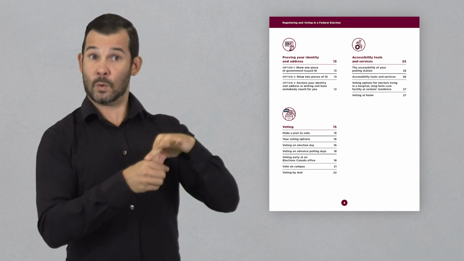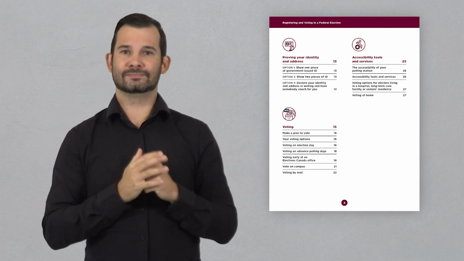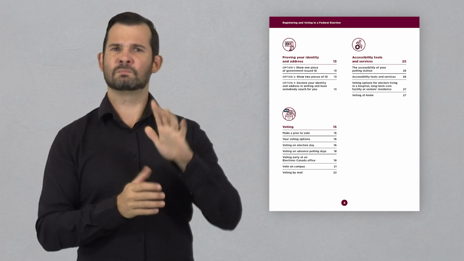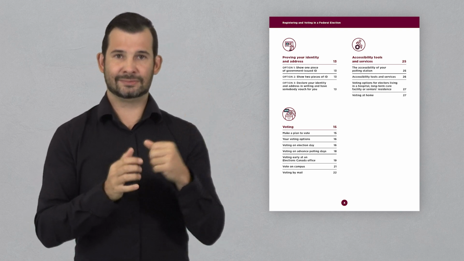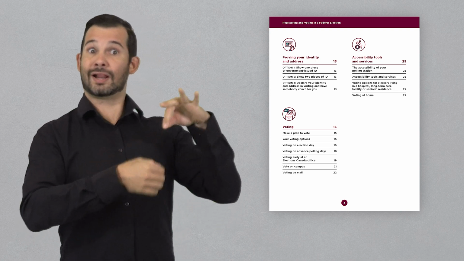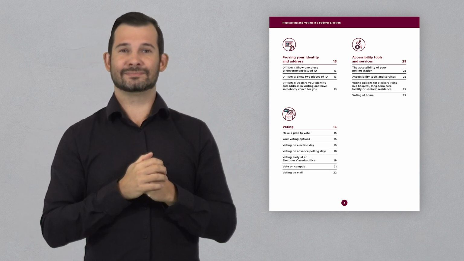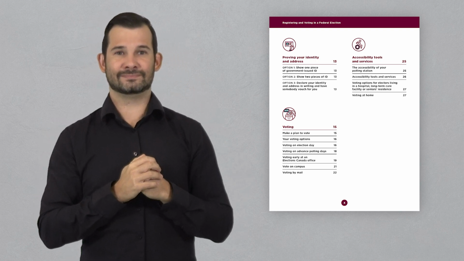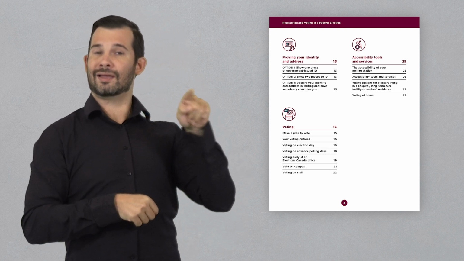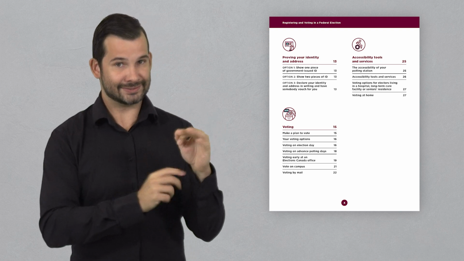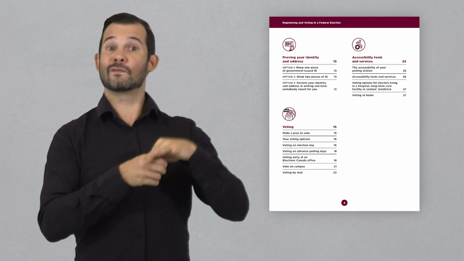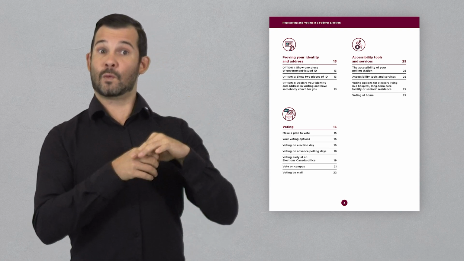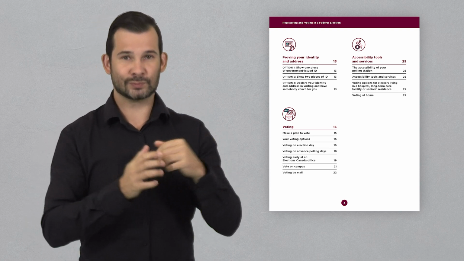Voting, 15. Make a plan to vote, 15. Your voting options, 16. Voting on Election Day, 16. Voting on advance polling days, 18. Voting early at an Elections Canada office, 19. Vote on campus, 21. Voting by mail, 22.